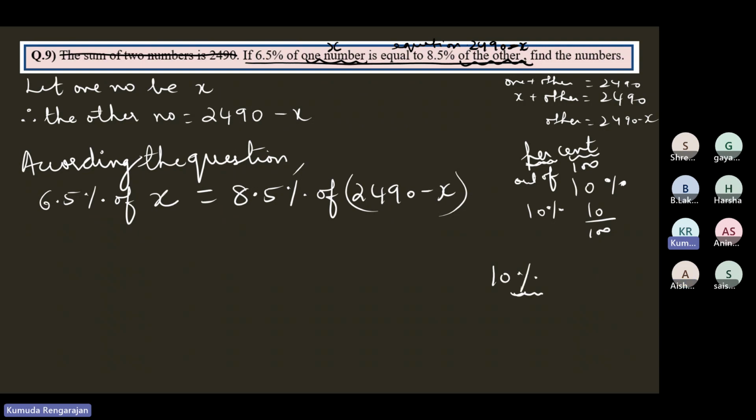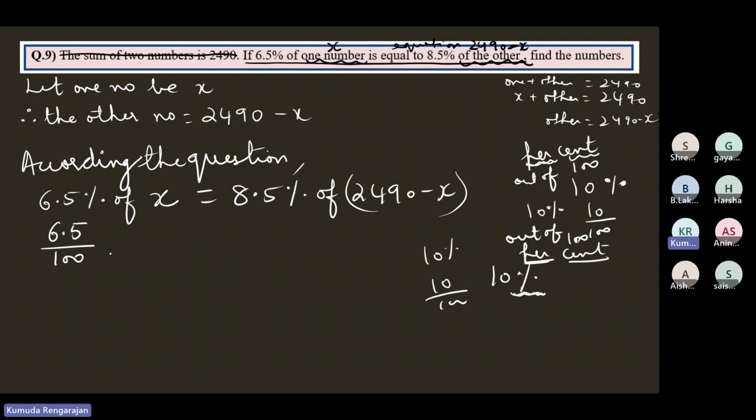What is this percent? Per means out of, or for every. Cent is 100, as in century. So 10% means 10 out of 100. So 6.5% means 6.5 divided by 100.